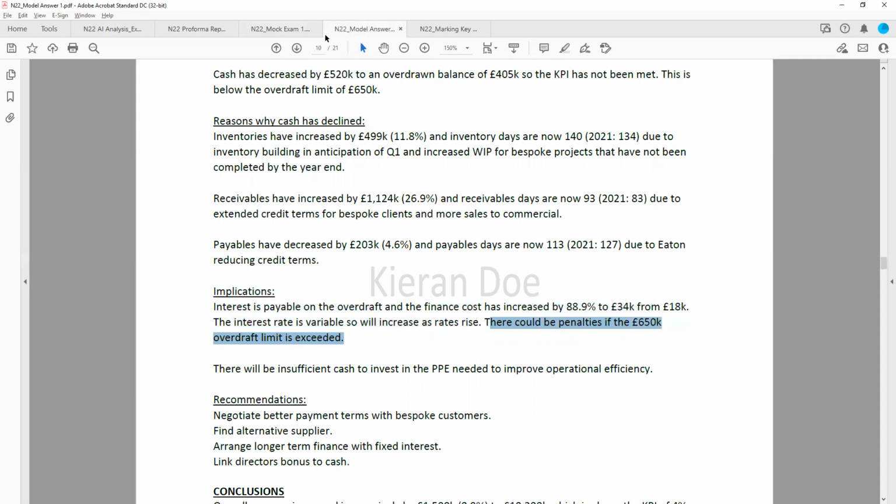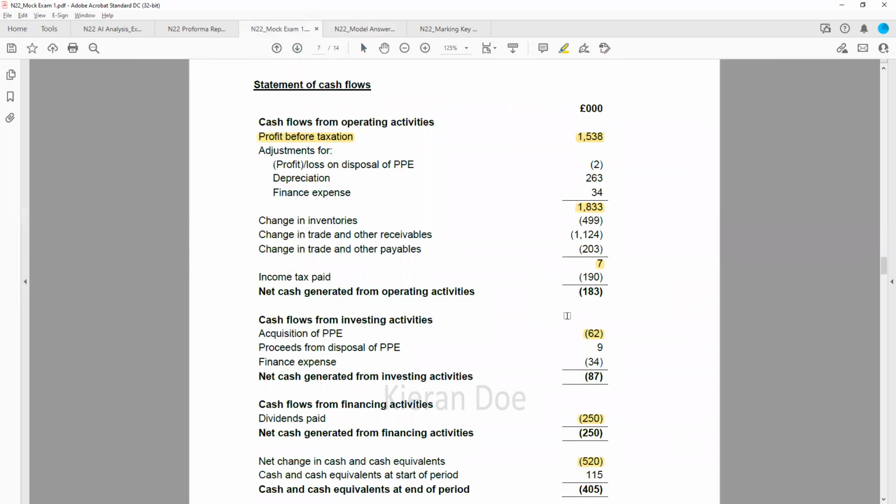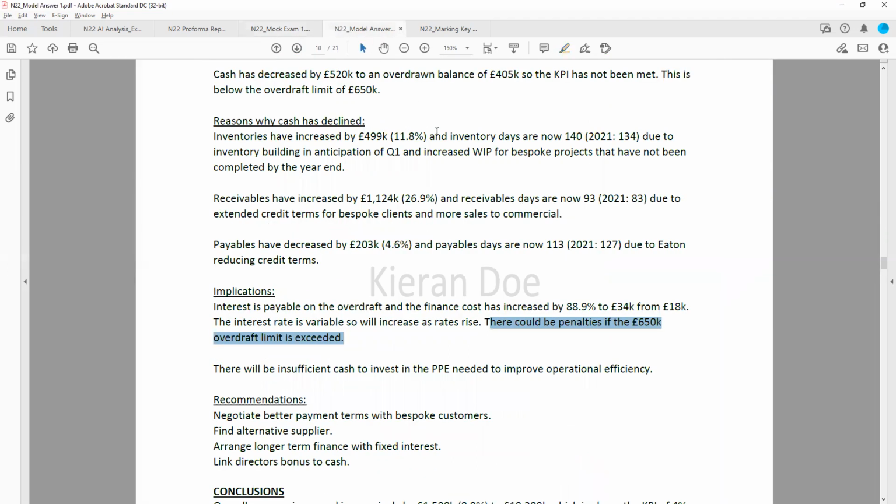And also, if this kind of continues and we can see what's happened here, there's insufficient cash to invest in PPE. Now, we don't know whether they needed to invest more in PPE, and we weren't told, but there's been substantial investments in the past. We're told that they need to continue to invest to improve process innovation. So actually, there won't be sufficient cash to do that, and this isn't effectively sustainable at the moment. So there'd be insufficient cash to invest in PPE.